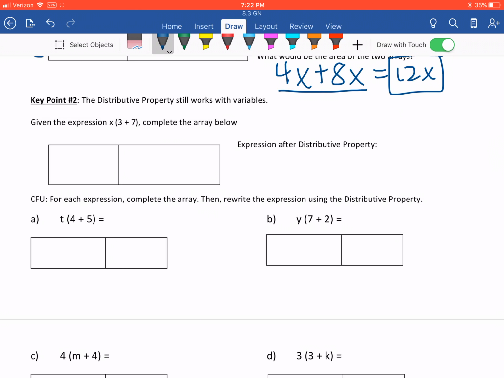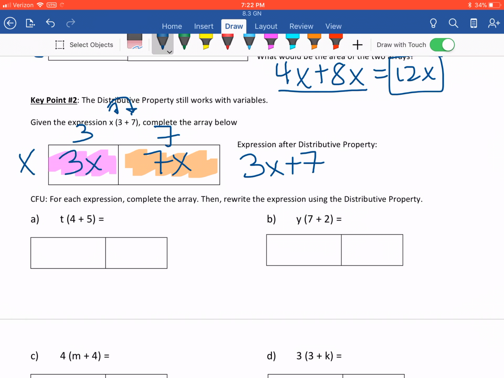So we're going to set this up. X is on the outside. I'm going to distribute it to the 3 and distribute it to the 7. So x goes here, 3 goes here, 7 goes here. I know to find the area of this square, it's going to be 3 times x, so 3x. And I know to find the area here, this is going to be 7x. So, my expression after I've used the distributive property would become 3x plus 7x, which equals 10x.